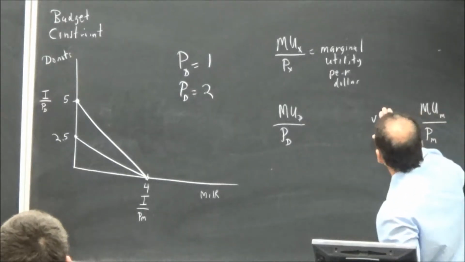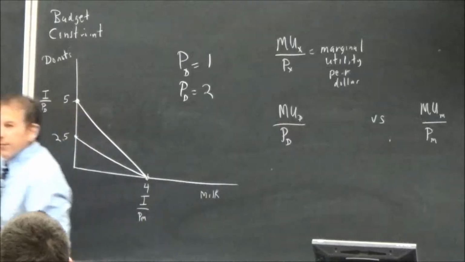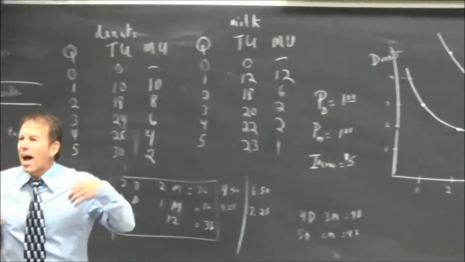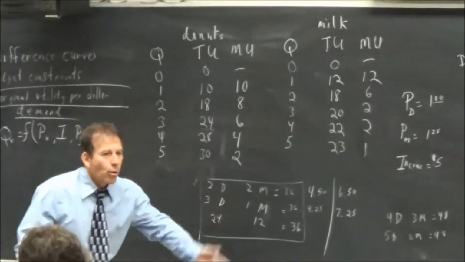So which one would the person buy? So marginal utility per dollar. Let's look at it and figure this out, okay? So you have $5 to spend. You guys with me? We have $5 to spend, and how are we going to spend it?